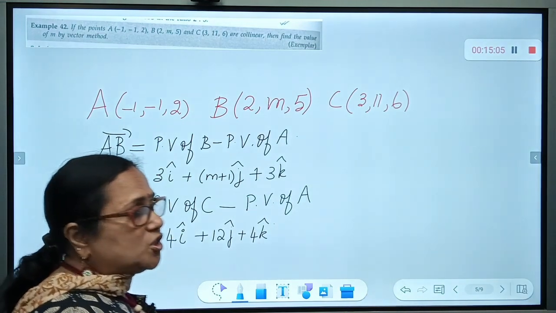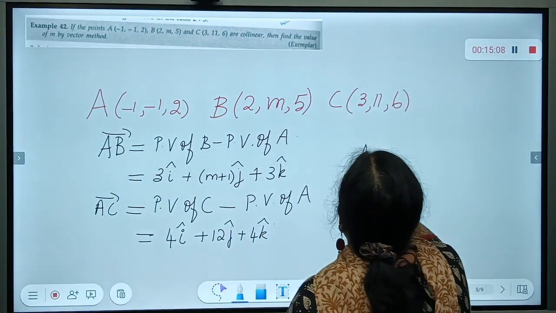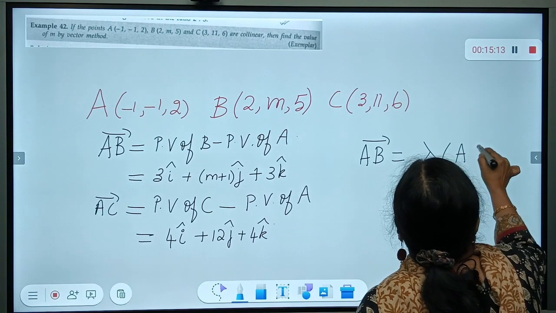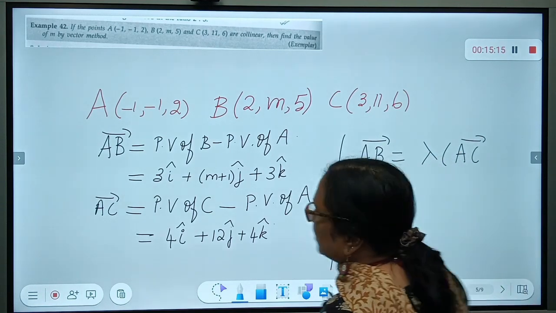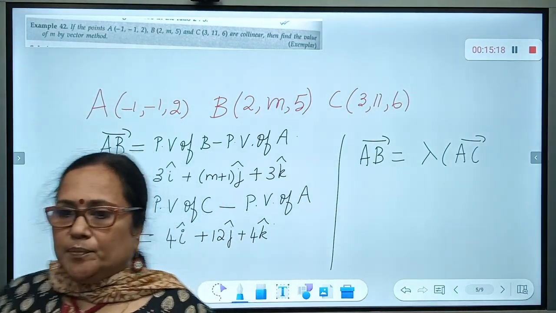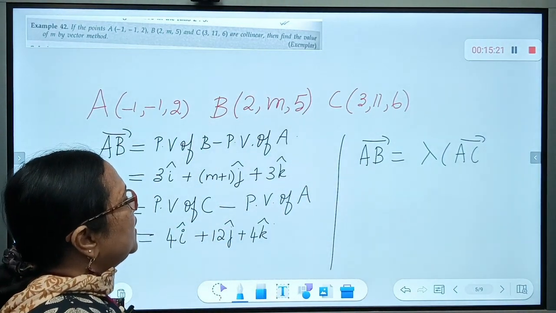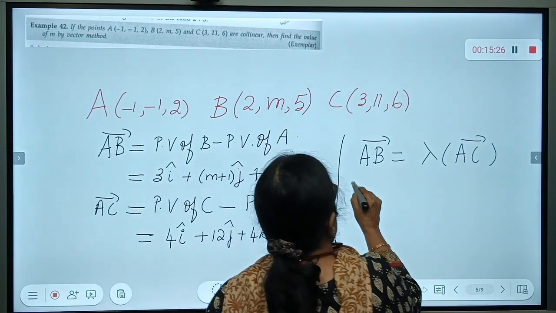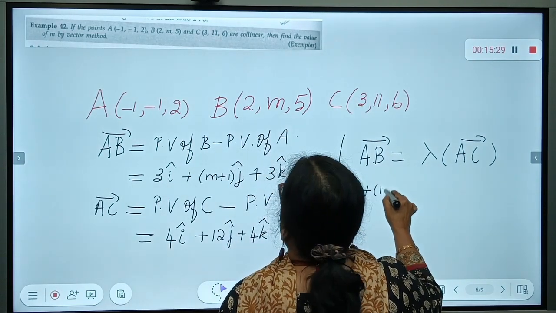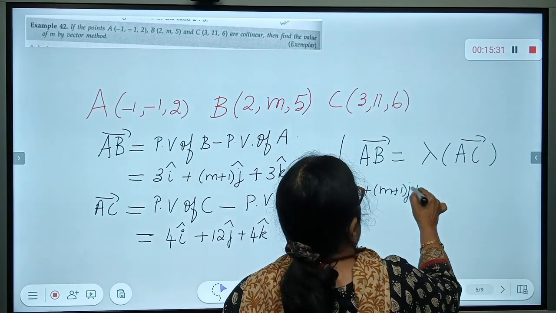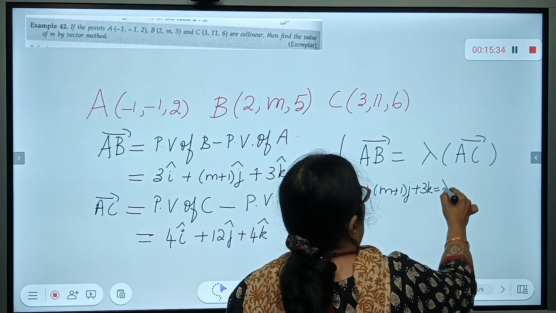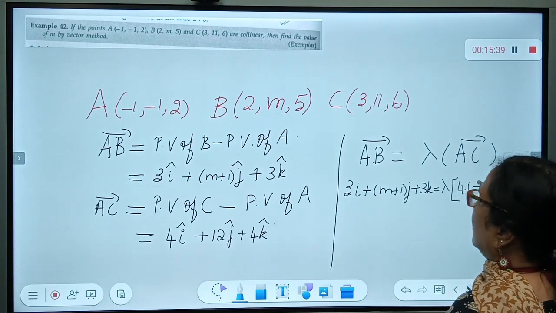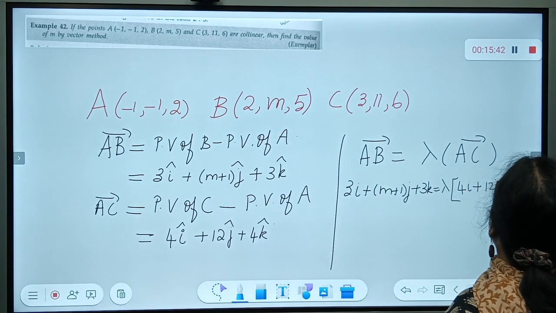Now, since the points are collinear, I can write AB vector as lambda times AC vector. I told you if two vectors are collinear, one is a scalar multiple of the other. So, AB vector equals lambda times AC vector. Now, what is AB vector? 3i plus (m plus 1)j plus 3k is equal to lambda times AC vector, which is 4i plus 12j plus 4k.